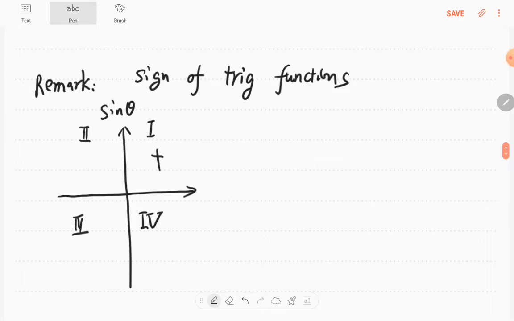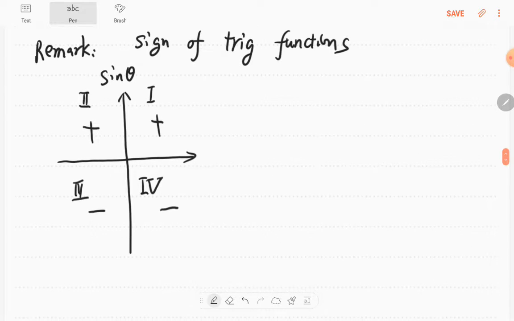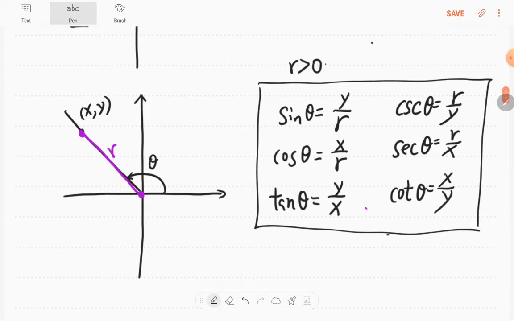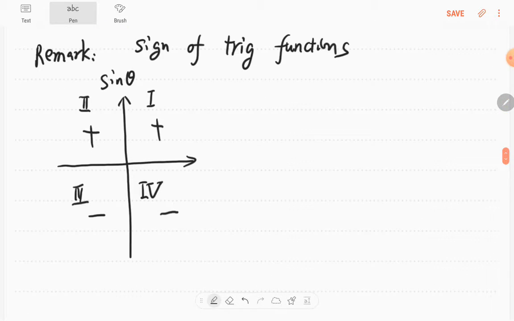In the second quadrant, sine theta is y over r. R is always positive, so y in the second quadrant is also positive, so sine here is also positive. In the third quadrant, y over r: y is always negative in the third quadrant, and r is positive, so this is negative. Sine is y over r, so y is negative, so it's always negative in the third and the fourth quadrant.